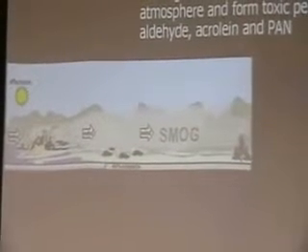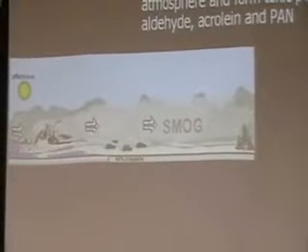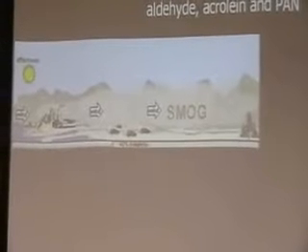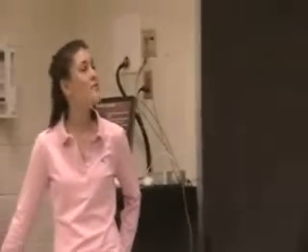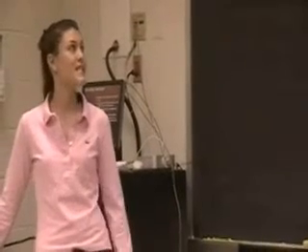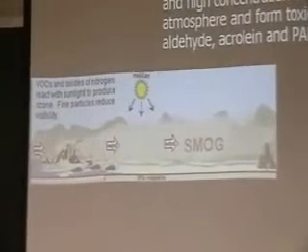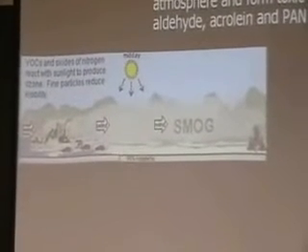Well, basically what happens is photolysis of NO2 leads to the formation of ozone. In photolysis, NO2 absorbs UV light from the sun and is broken down into NO and O. And ozone is formed when this oxygen reacts with oxygen gas. And VOCs in the air lead to an accumulation and high concentration of this ozone in the atmosphere, and form toxic products.